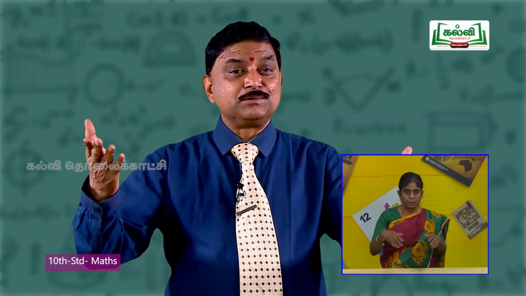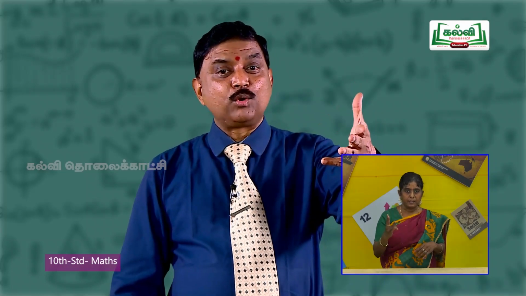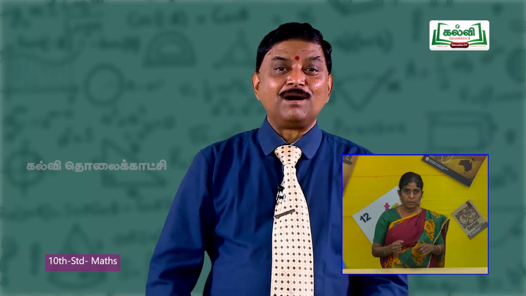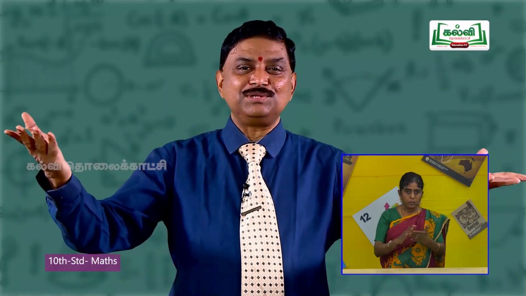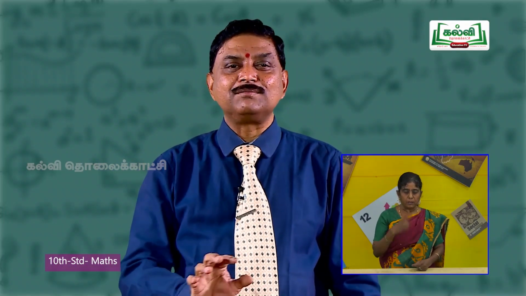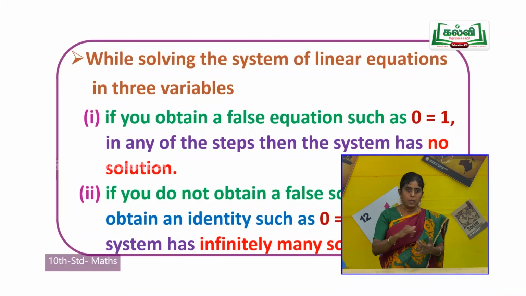So, we are going to discuss, when a system of three equations is given to you, whether the system has only one solution or infinite number of solutions or no solutions, and some applied problems we are going to see. Let us see now. While solving a system of linear equations in three variables, if you obtain a false equation such as 0 equal to 1 or 0 equal to minus 1, this is a contradiction for you. 0 can never be equal to 1. But if we get in one step 0 equal to 1, that's called a false equation.